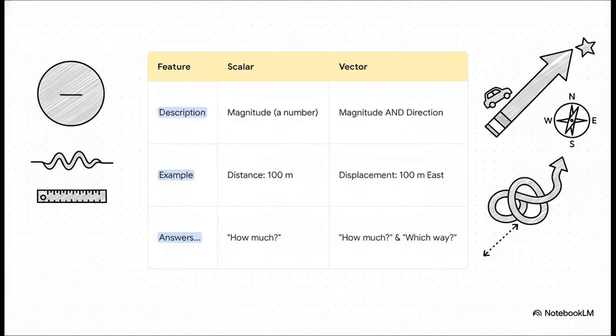A great way to think about it is this. Distance is a scalar. It just tells you how far you traveled, kind of like the number on your car's odometer after a long drive. But displacement, that's a vector. It's the straight line distance and direction from where you started to where you ended up. It doesn't care about the winding path you took, just where you are relative to your start point.